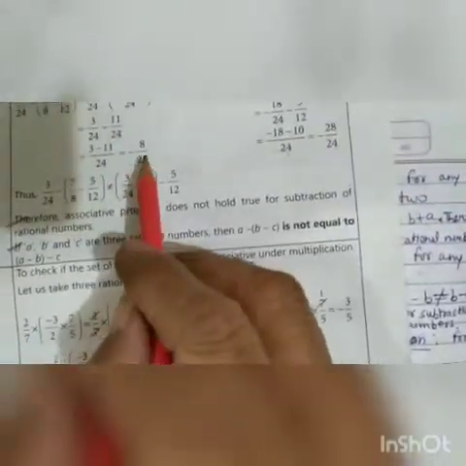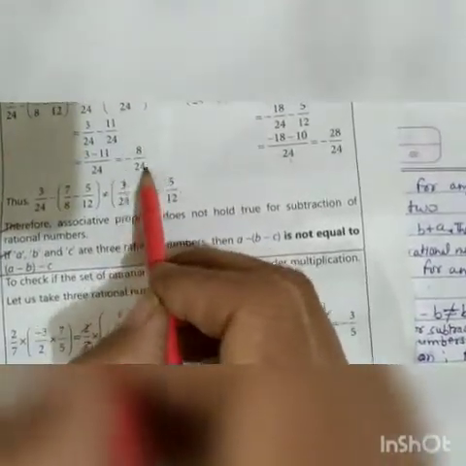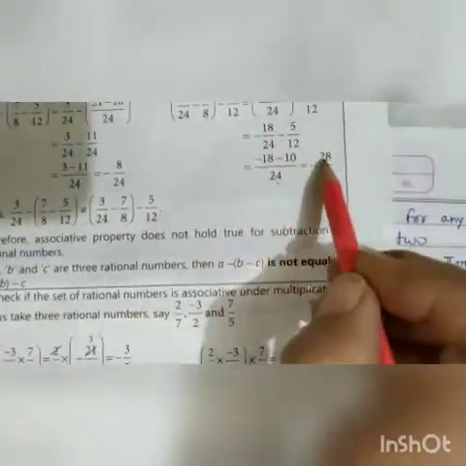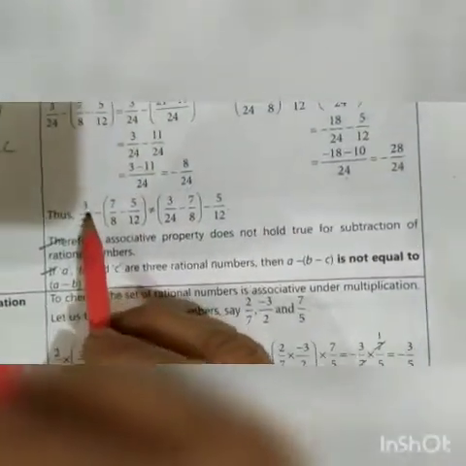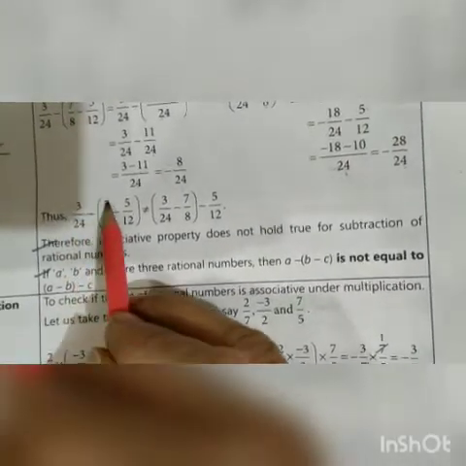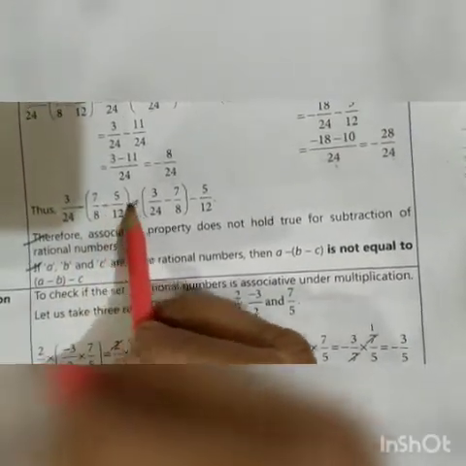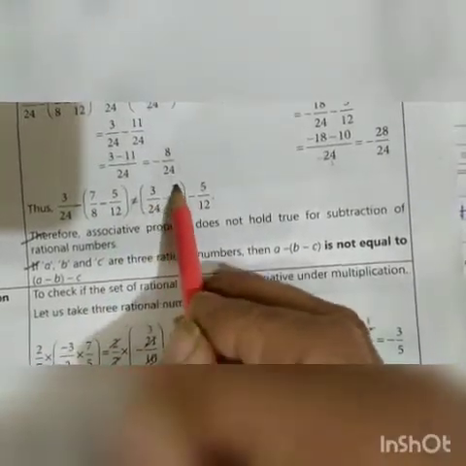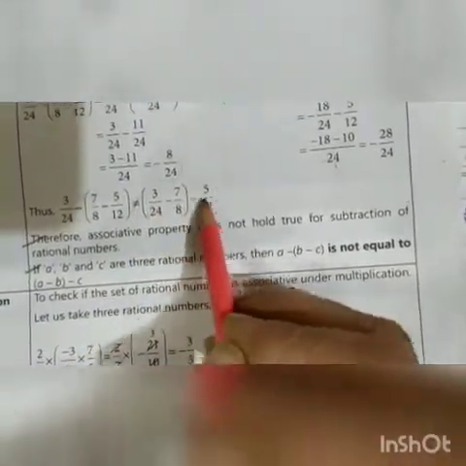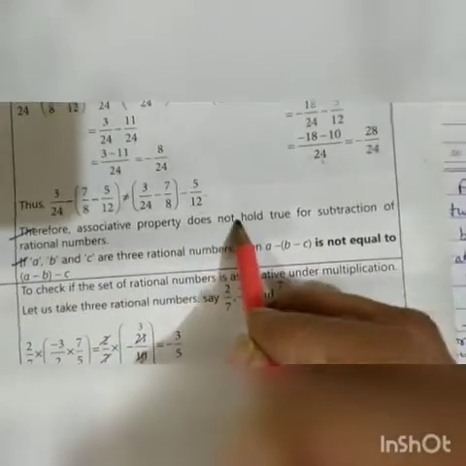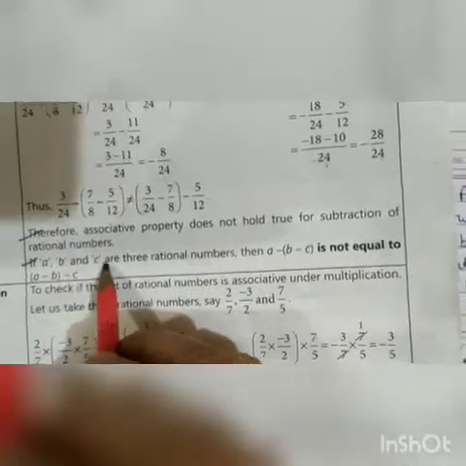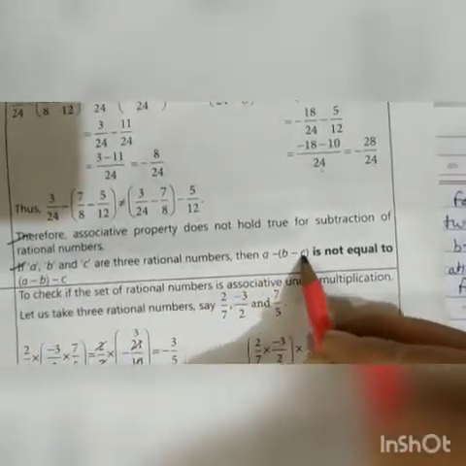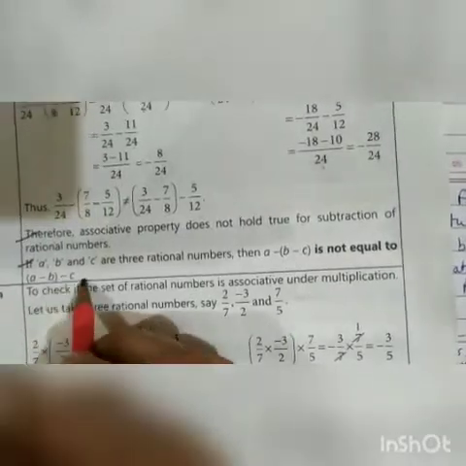So you are noticing, students, that in this case the left hand side is minus 8 upon 24 and the right hand side is minus 28 upon 24. So these sides are not equal. Means we can write 3/24 minus 7/8 minus 5/12 is not equal to 3/24 minus 7/8 within bracket minus 5/12. Not equal. Therefore the associative property does not hold true for subtraction of rational numbers. If A, B, C are three rational numbers, then (A minus B) minus C is not equal to A minus (B minus C).